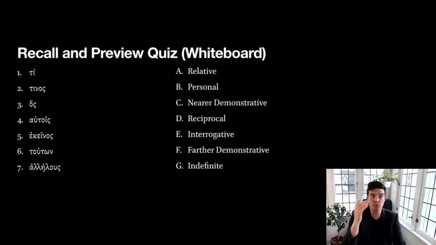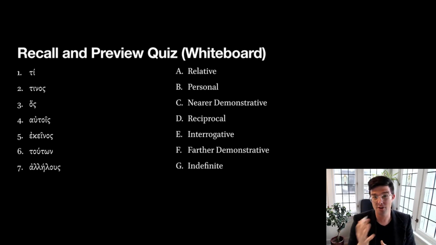So another quick recall and preview quiz. What I've done here is mixed in different kinds of pronouns. Some of these should look familiar to you. Some of them will not look familiar to you. So I want you making guesses on those ones that aren't familiar to you, and I'm going to correct your guesses here. So what you're doing is matching the kind of pronoun from the right-hand column to the Greek word over here. So you can just on your whiteboard list 1 to 7 and then write which kind of pronoun each one of these is.